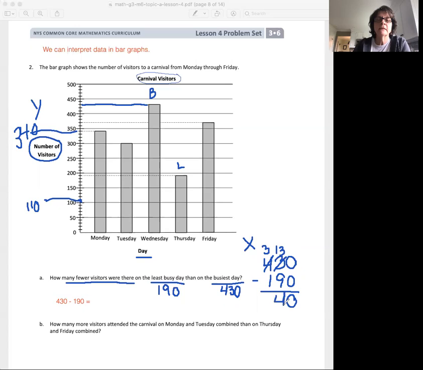And last but not least, I'll subtract my hundreds. 3 hundreds minus 1 hundred gives me 200. So how many fewer visitors were there? Well, I can come over here and finish my number sentence then. 430 minus 190 gives me 240, and I will call them fewer visitors.